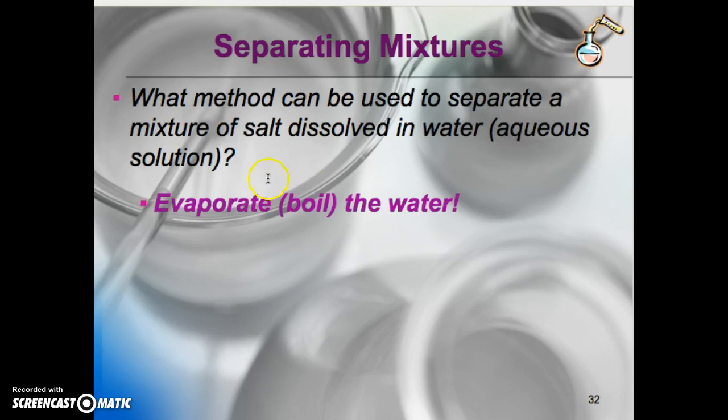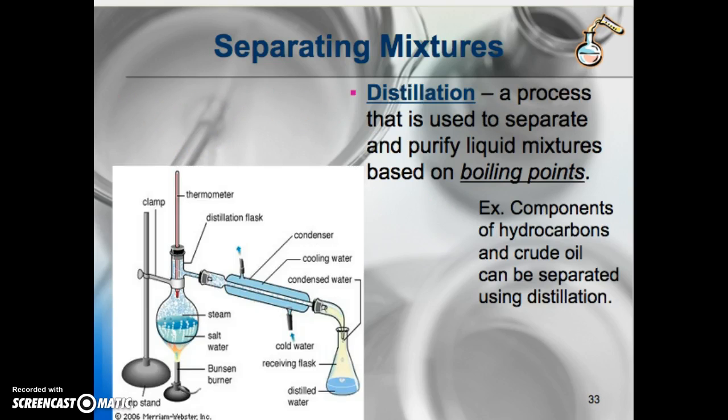What about if you just want to separate salt and water? Well, then you could just evaporate it. We're pretty much all familiar with that, where you just take the sample of salt that's dissolved in the water and you just heat it up. When you heat it up, the water will evaporate and you'd be left with the salt in the dish. So that's another method, evaporation.